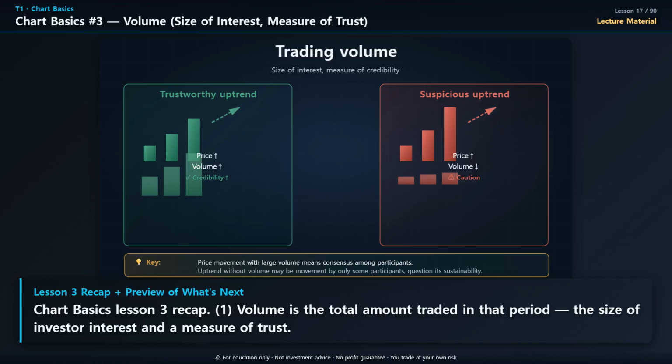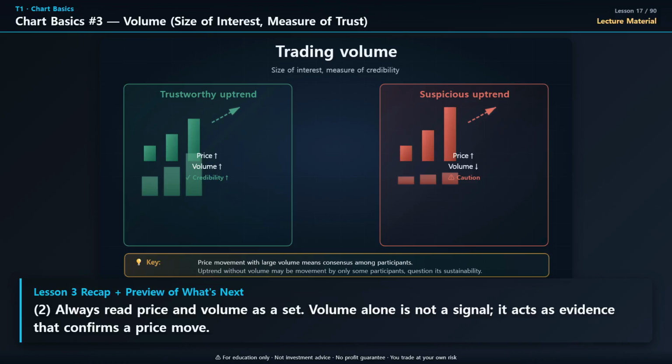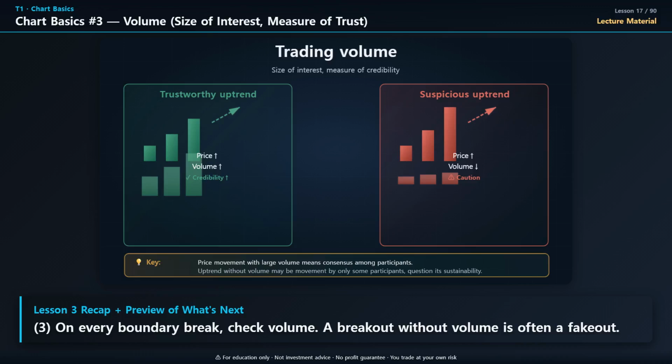Chart Basics Lesson 3 Recap. 1. Volume is the total amount traded in that period, the size of investor interest, and a measure of trust. 2. Always read price and volume as a set. Volume alone is not a signal. It acts as evidence that confirms a price move. 3. On every boundary break, check volume. A breakout without volume is often a fakeout.